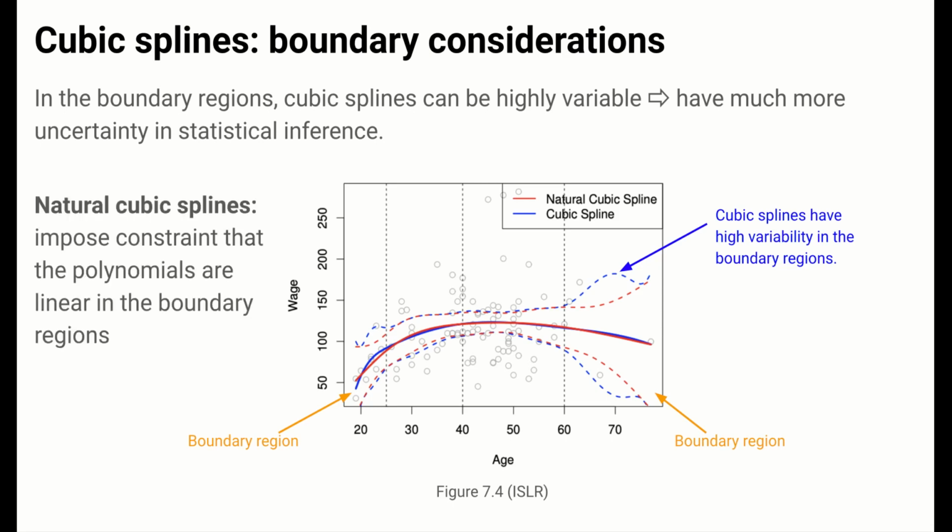A small modification of the cubic spline is called the natural cubic spline. Natural cubic splines impose the constraint that polynomials are linear in the boundary regions. We see from the confidence interval bands that natural cubic splines have lower variability in the boundary regions. Natural cubic splines are a very popular tool for nonlinear modeling for their flexibility in handling many sorts of nonlinearity.